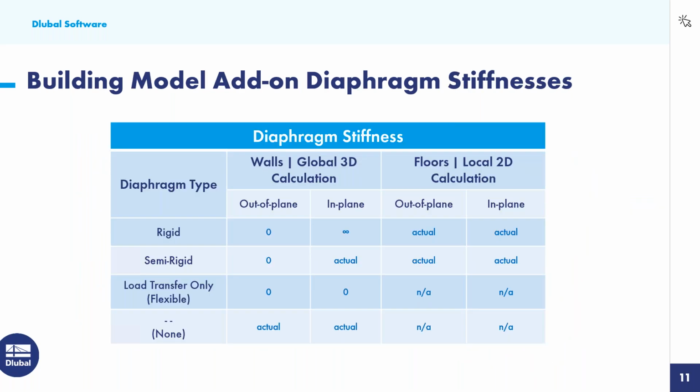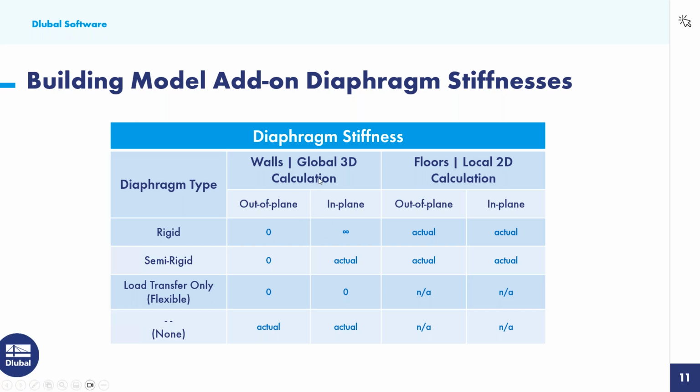So on the next slide, I thought it would be worthwhile to create this table to summarize the different diaphragm stiffnesses depending on the type that you have set for both the 3D and the 2D calculation. So you can certainly refer back to this table if you're integrating these diaphragm options, if you're wanting to know what type of stiffness is used where. So over on the left, we have the different diaphragm types, including rigid, semi-rigid, the load transfer only, otherwise known as a flexible, or if you have no diaphragm set.